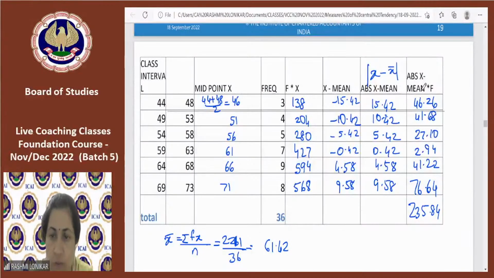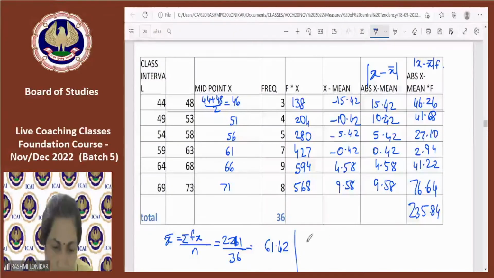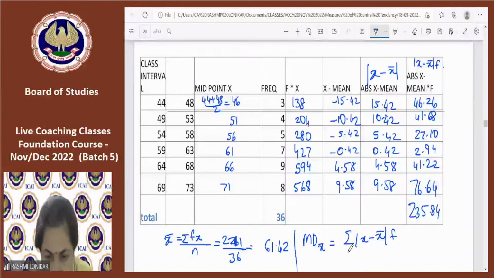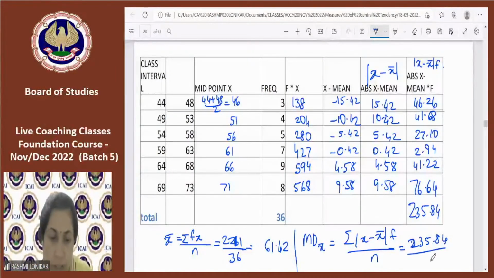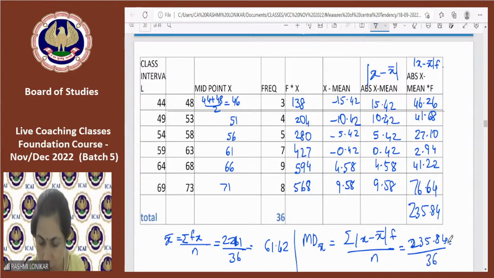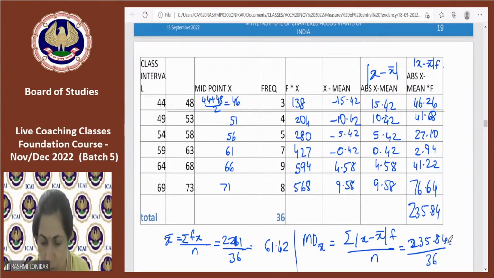Okay. So we have now found out x minus x bar into f. Now what do I need to find out? Mean deviation about the mean will be equal to what? Summation of x minus x bar into f upon n. So this is 235.84 upon n. N is how much? 36. So this divided by 36 is equal to 6.55.